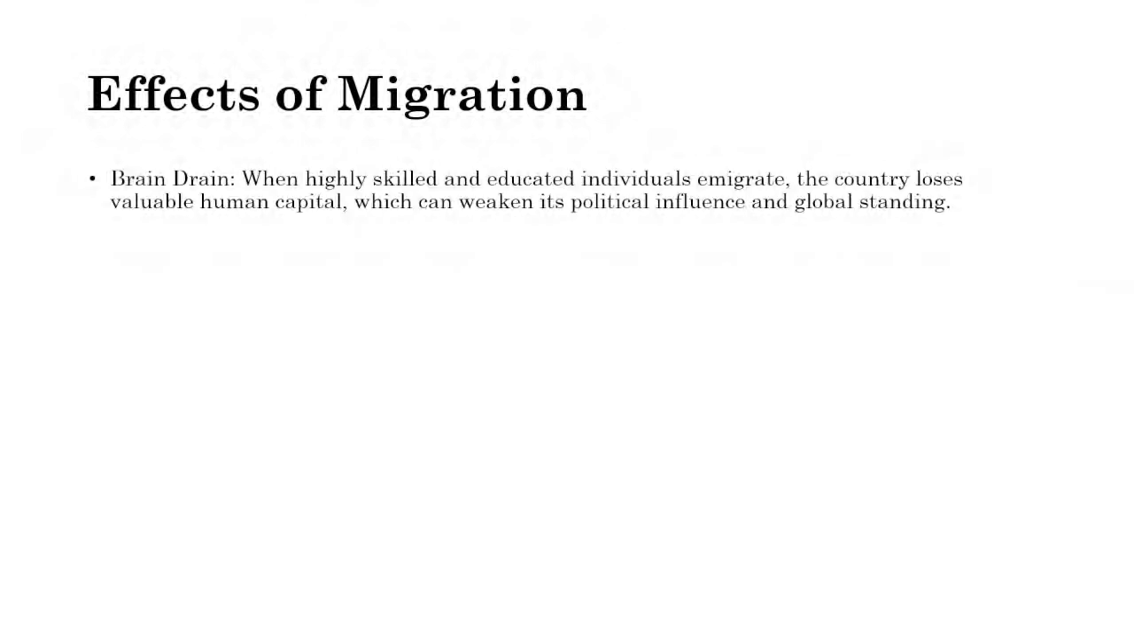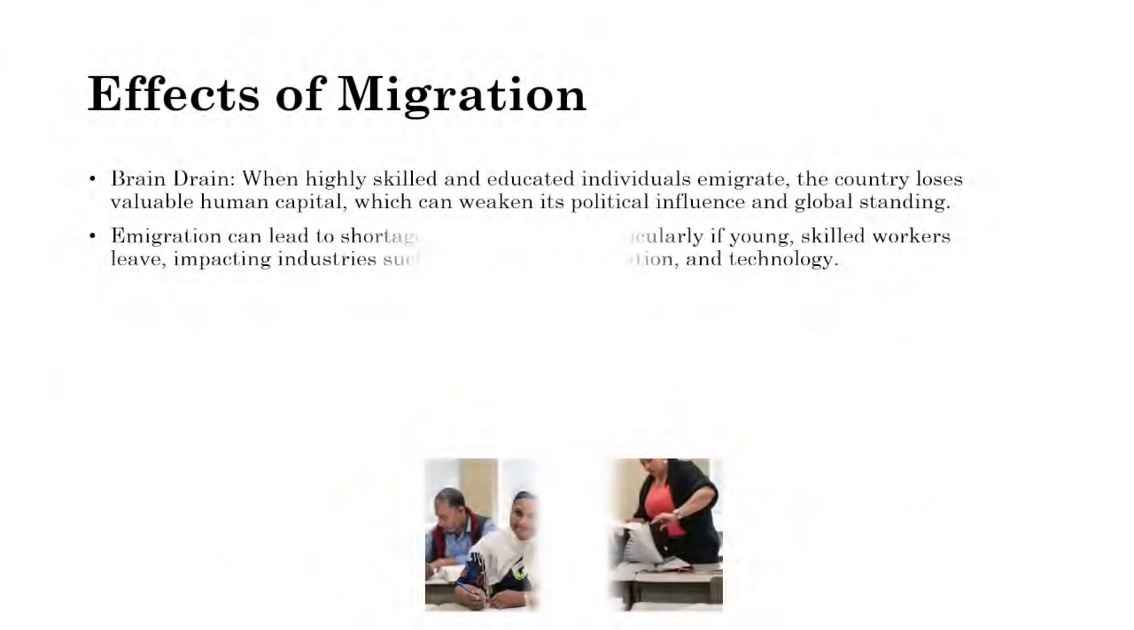So we've talked about different types of migration, particularly forced and voluntary migration. Now, what are the effects of people moving to other countries? Well, we can see brain drain. When highly skilled and educated individuals emigrate, the country loses valuable human capital and parts of their labor pool. And that can weaken not only its economy, but its political influence and global standing.